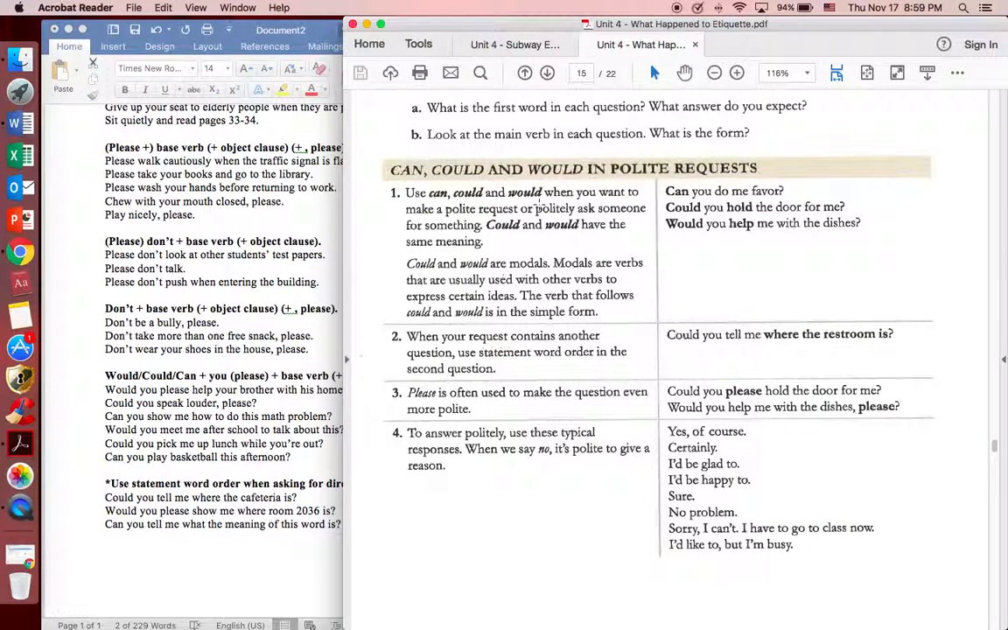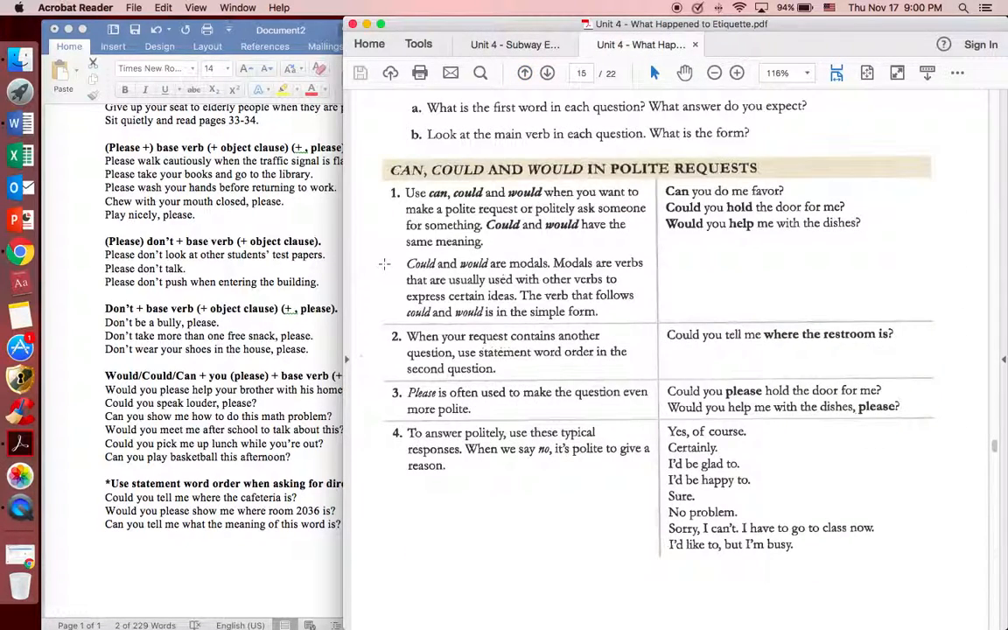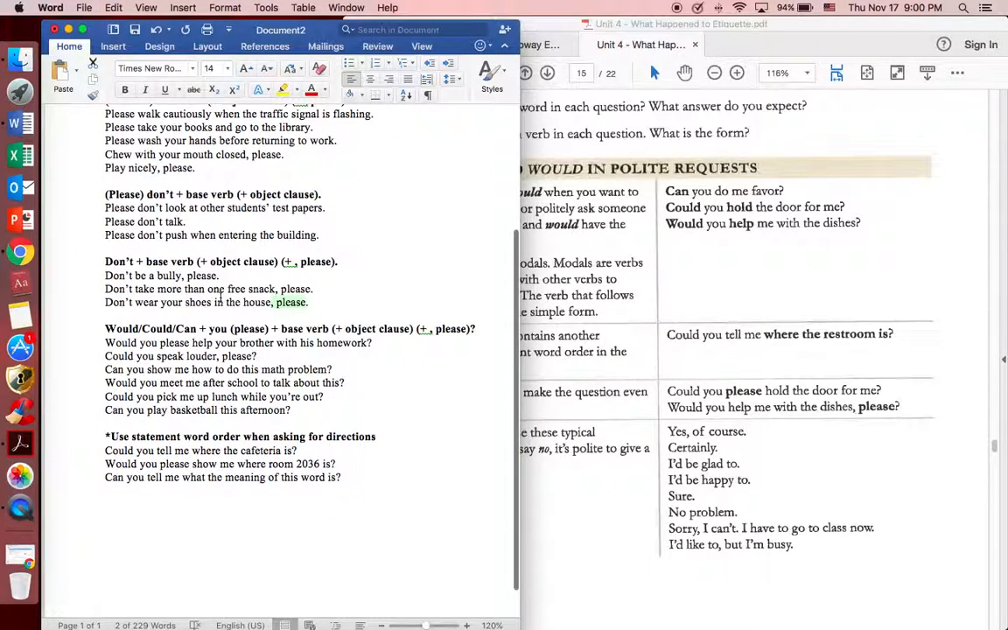We can also take those imperatives, those more authoritative directions or orders, and we can change them into polite requests using can, could, or would. Would and could have exactly the same meaning. Can is used in the same way generally, but can also have a different meaning. They are modals. Can is a modal of ability, but again in practice it is often used interchangeably with would and could. Right? So here's our basic sentence structure: would, could, can.